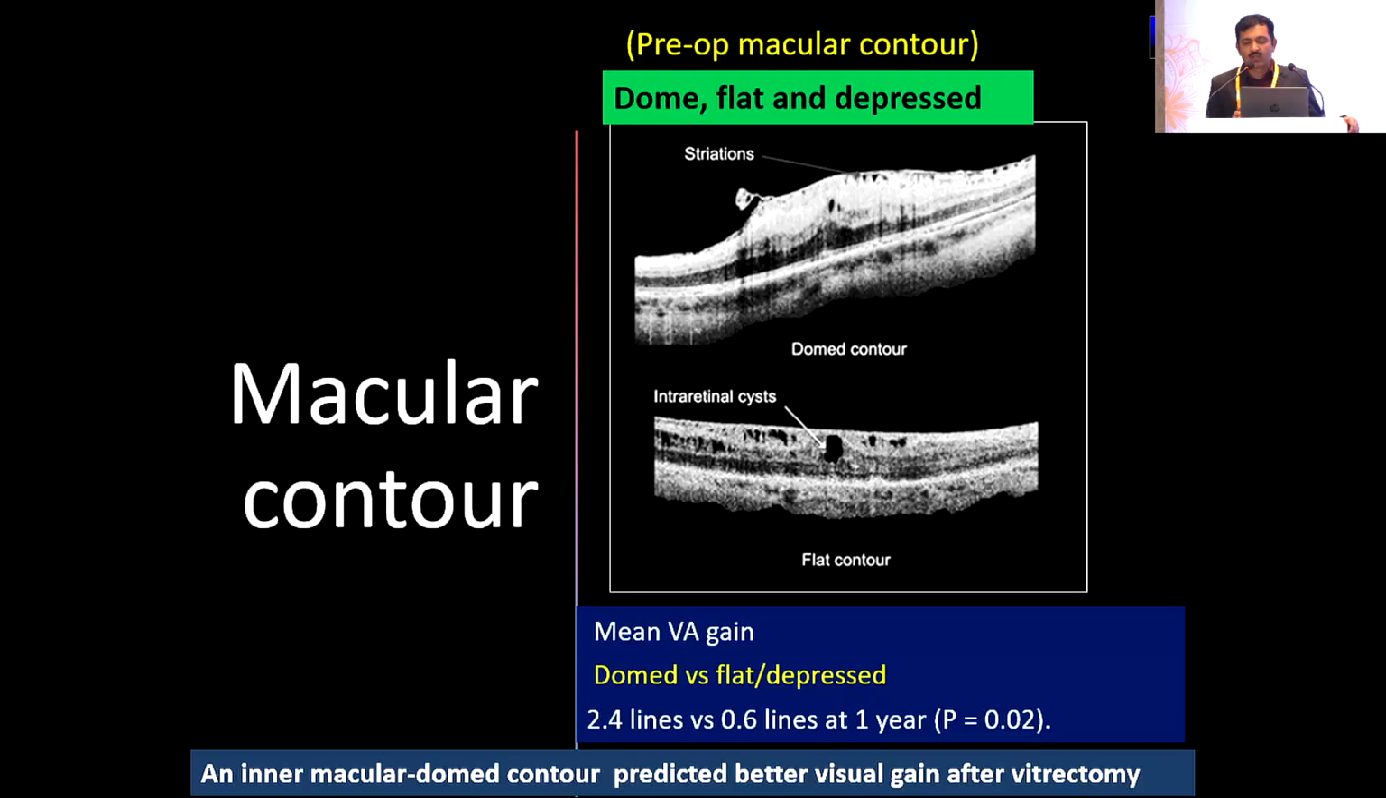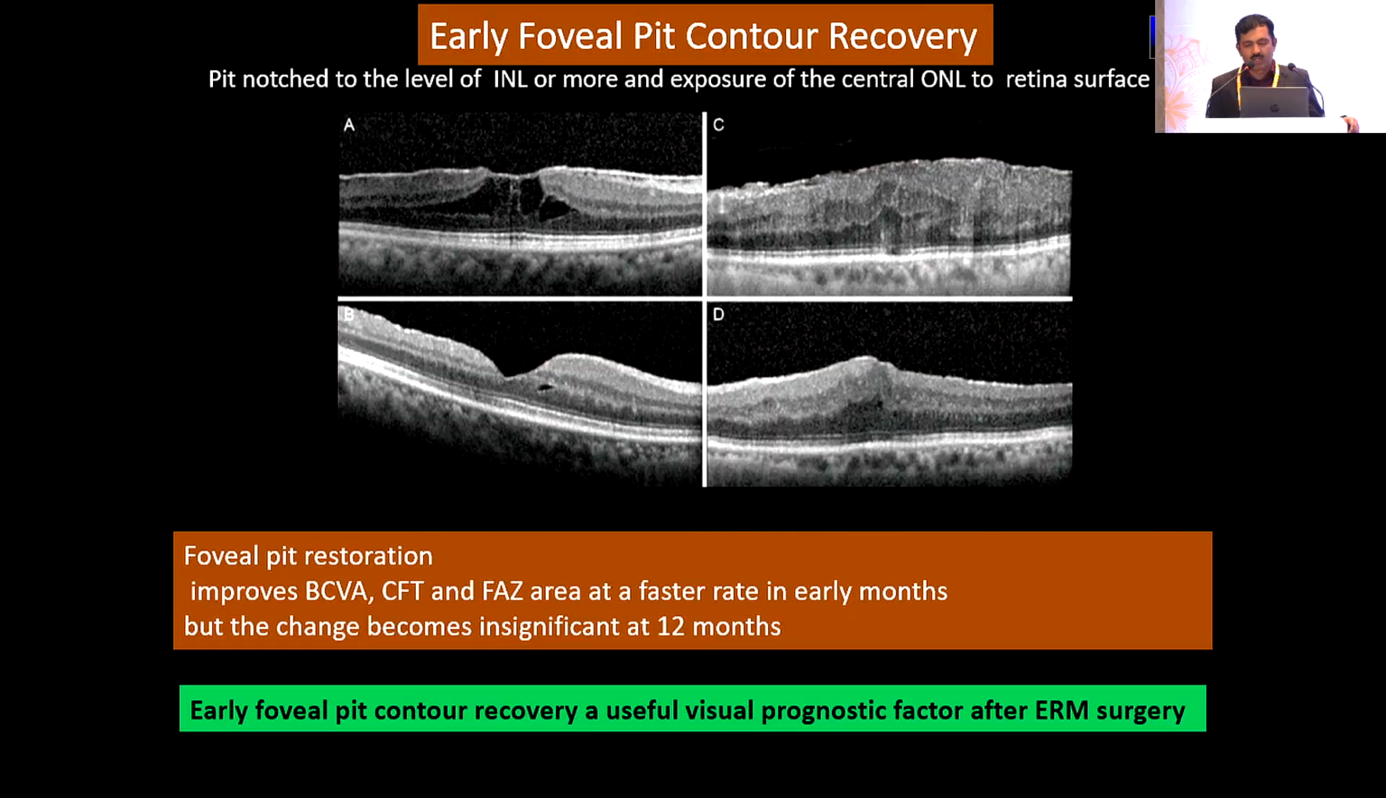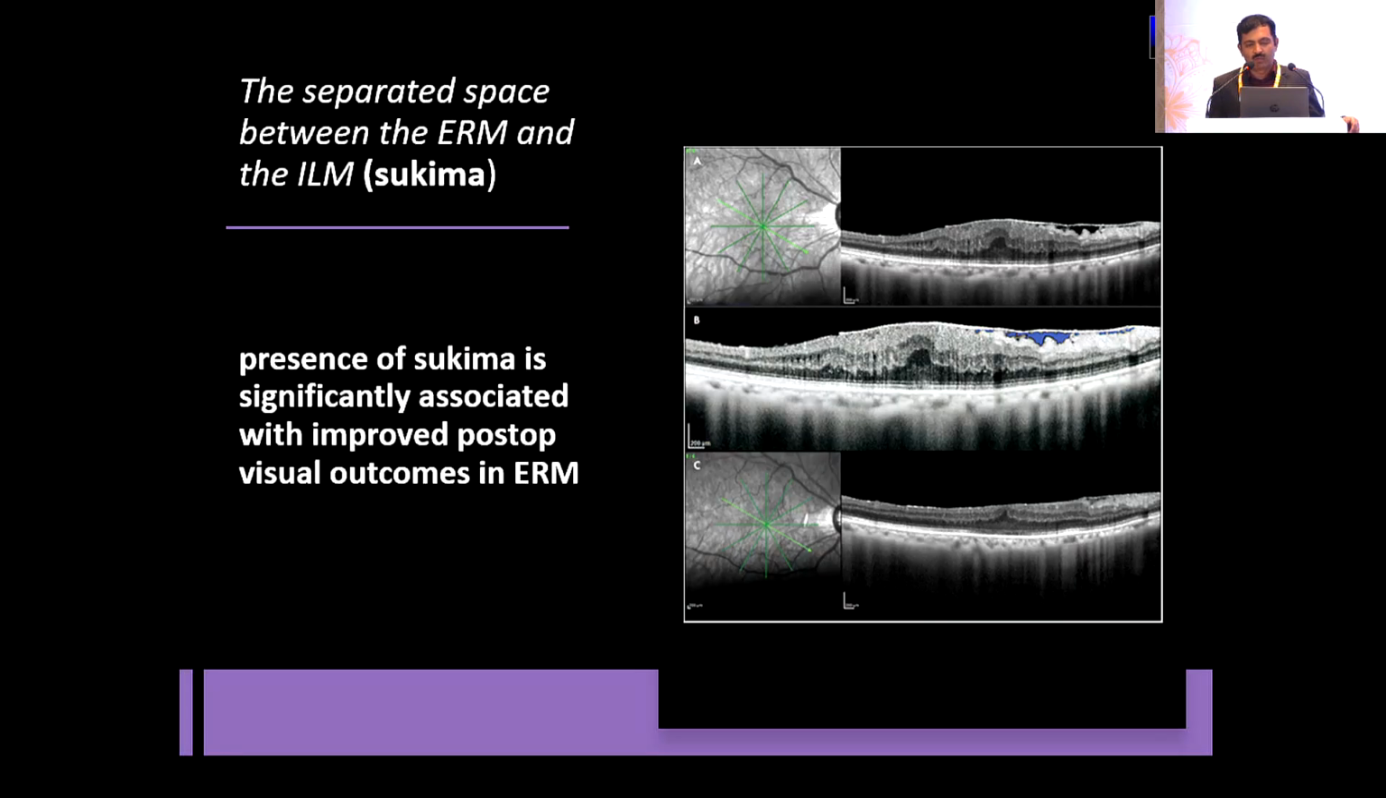Then look at the macular contour. It can be dome shaped or flat. A dome shaped macula prior to surgery tends to do better than a flat or depressed macular contour. So look at the contour of the macula. Then foveal recovery: the earlier the foveal pit recovers, the better the chances of visual prognosis, and it tends to correlate and improve with best corrected visual acuity and the foveal avascular zone area. All these correlate with early foveal pit recovery.